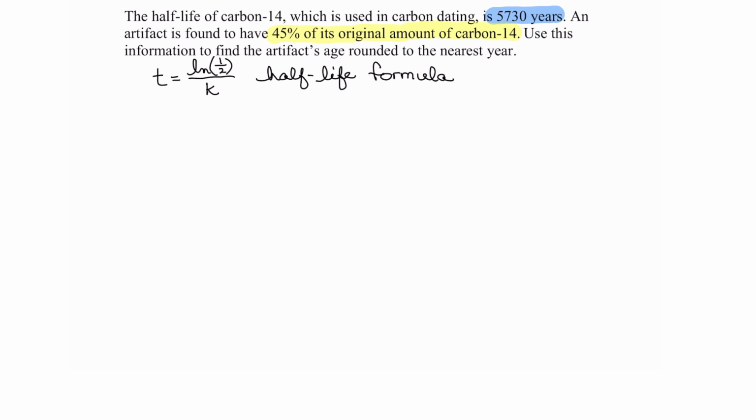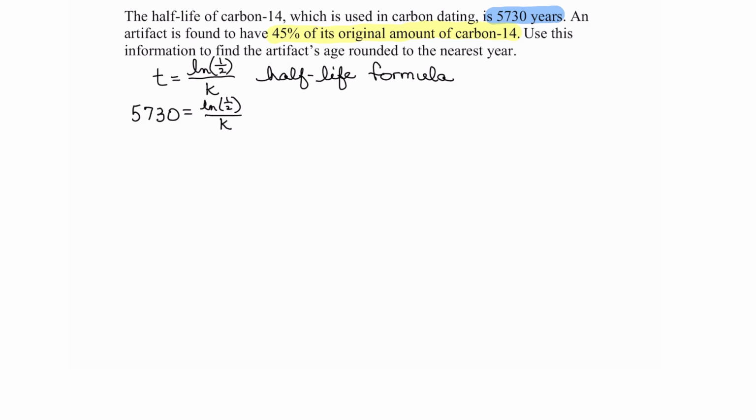Now what we want to start with is to reference the half-life formula with the half-life that we have for carbon-14 to find our value for k. So here we have our half-life formula, and it is telling us that the time in which we have our half-life is 5,730 years. So I have 5,730, the number of years to have half of what we originally had. So that's equal to the natural log of 1/2 divided by k.